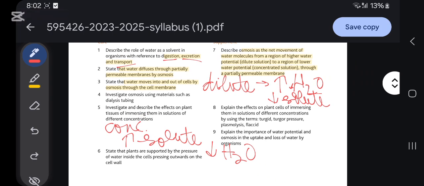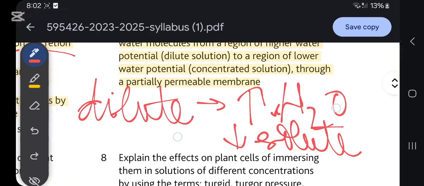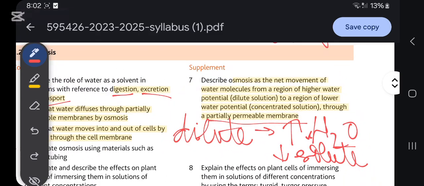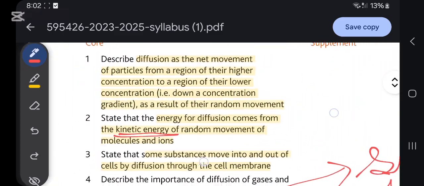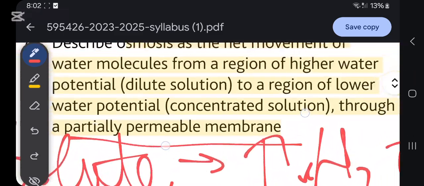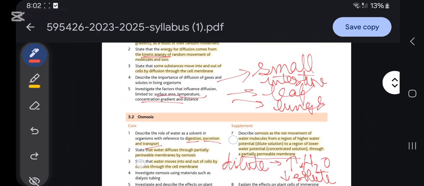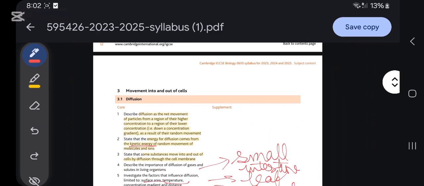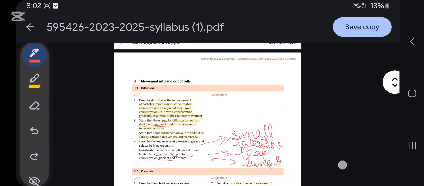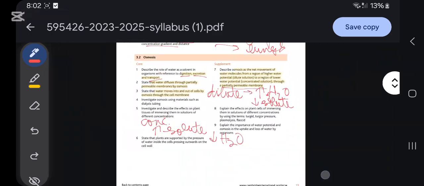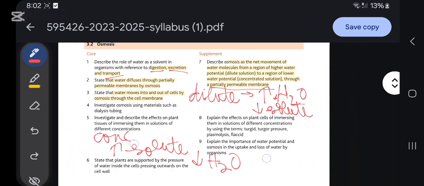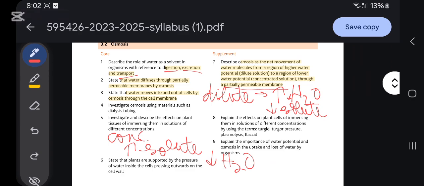Now I want you to remember that osmosis is through a partially permeable membrane, because this is very important. Diffusion does not require a partially permeable membrane. Osmosis does require a partially permeable membrane. And we will see later that even active transport requires a partially permeable membrane. These are three ways in which substances move into and out of a cell: diffusion, osmosis, and active transport. First, let's have a closer look at osmosis so we can move on to active transport.